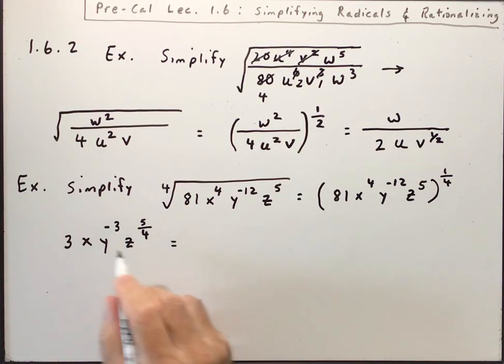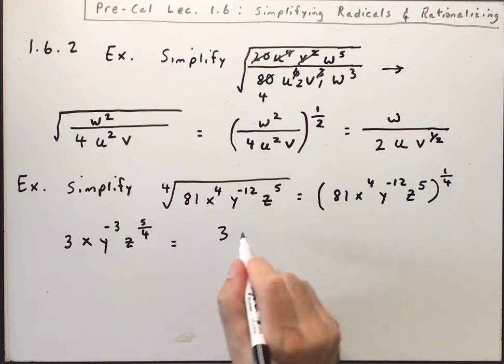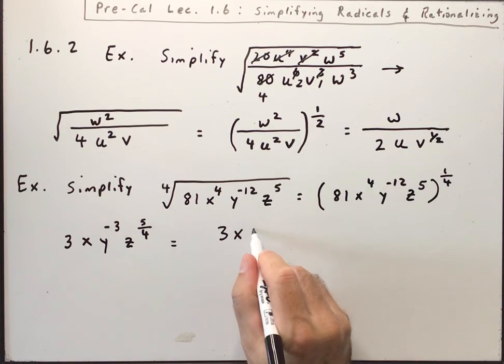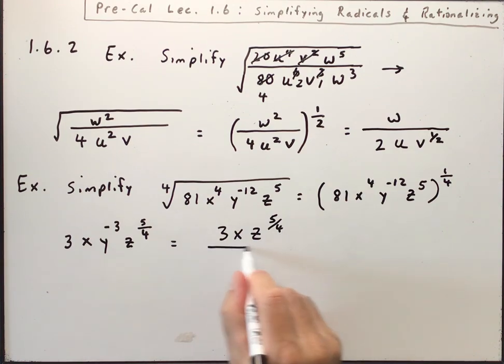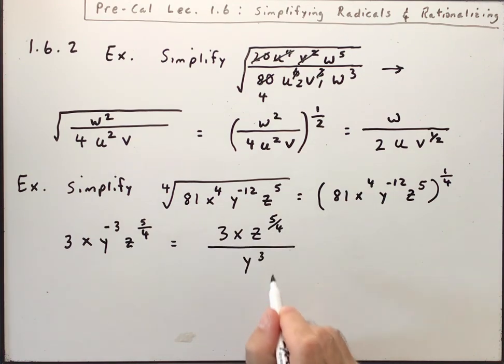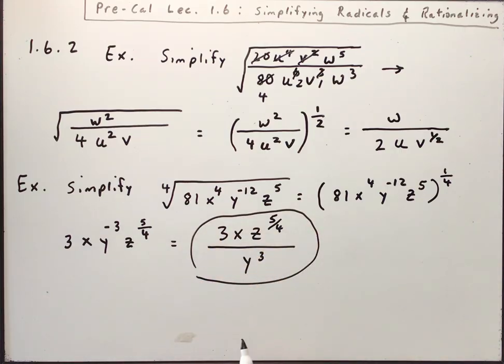And all you've got to do now is move that y to the negative 3 downstairs. So we would have 3x z to the 5/4 divided by y cubed. All right, and that is good enough for me.